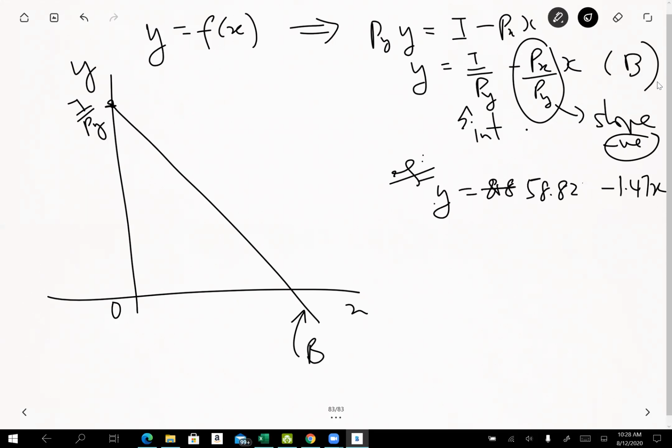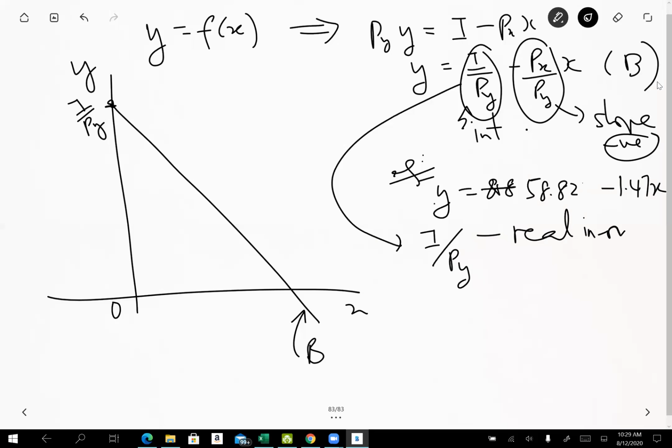All right. Now, what is the intercept? This has important implication here. I over PY. What is this? This is called the real income. All right. Now, real income is not in money terms. It is in real terms, in terms of the goods, either y or x. So if you have I over PY, it's the income divided by the price of y. The unit for income is RM or dollars. The unit for the price is RM per unit of y.